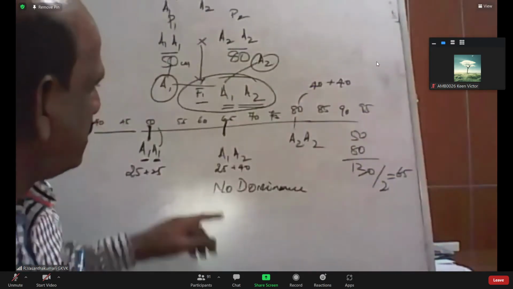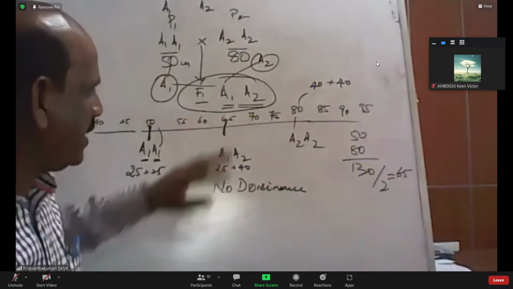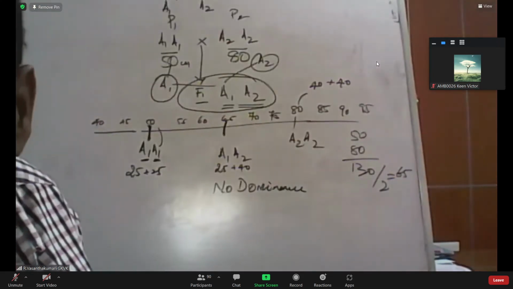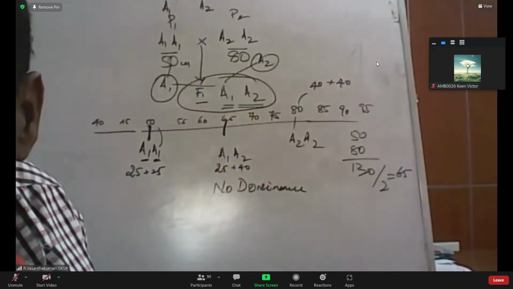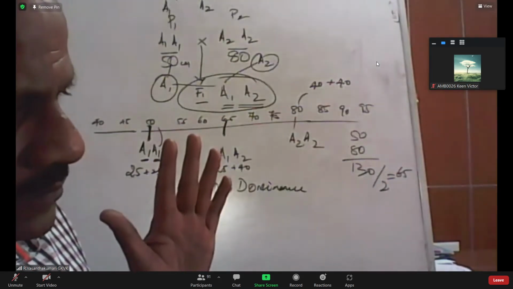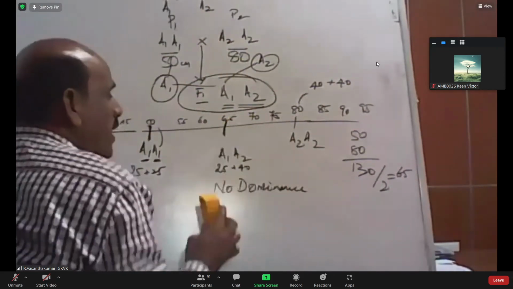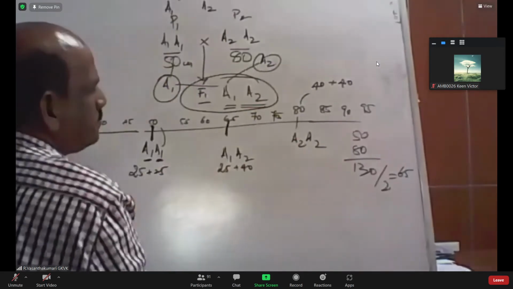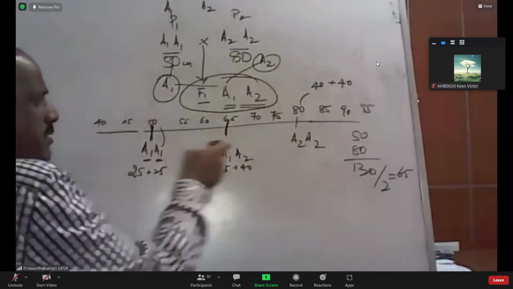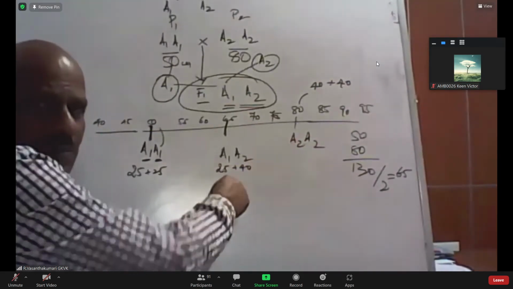Why codominance? A1 is expressing 25 units, A2 is expressing 40 units. Both of them put together is 65 units. I'm sure it's clear. This is a case of no dominance. Why no dominance? I'll come back later. So we have seen complete dominance in these two cases, and this is no dominance. Complete dominance and no dominance.